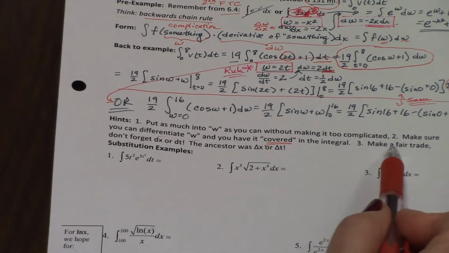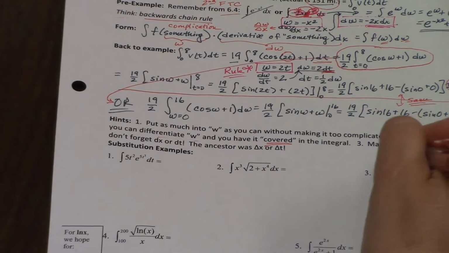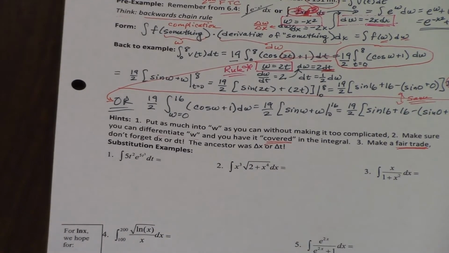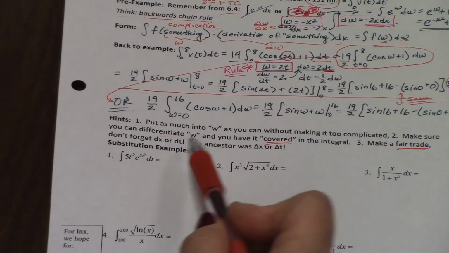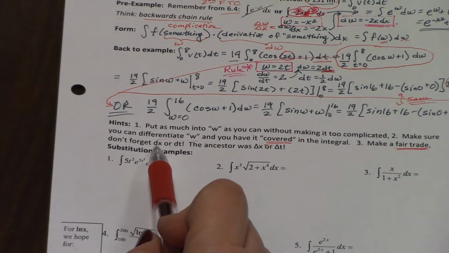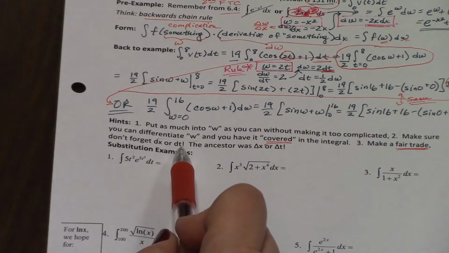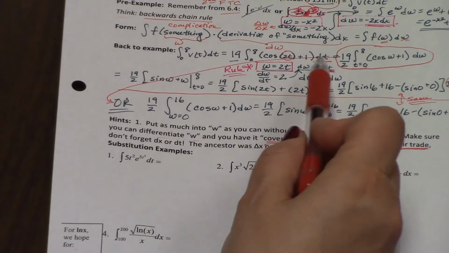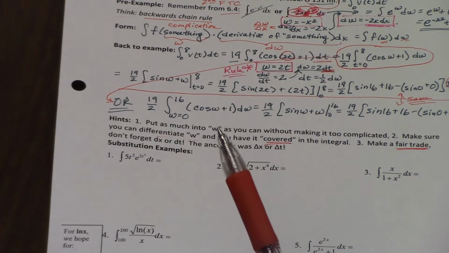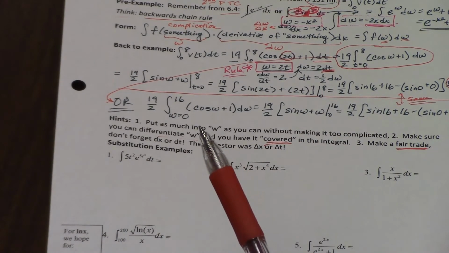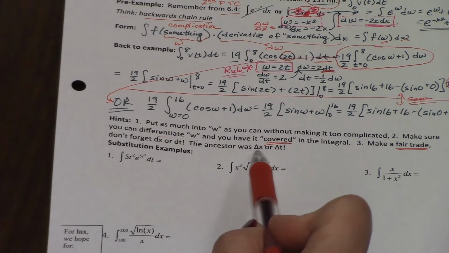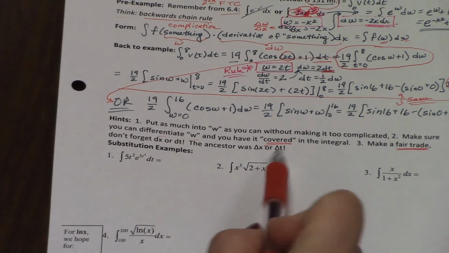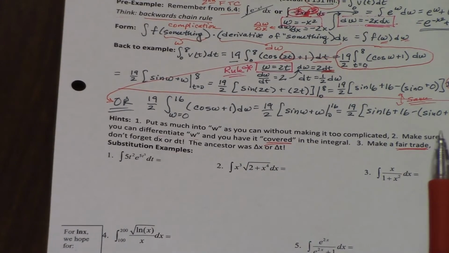Number 3, make a fair trade. So this is what I mean by you have to, when I took my pink pen and I crossed out parts of the integral, you have to make sure that you've made a fair trade with everything. And the last one is don't forget dx or dt. Sometimes people don't write that dx or dt. You can see it's going to be very important now because it will tell us what we're anti-differentiating with respect to. Remember that its ancestor was a little delta x or a delta t, and so that will be important.